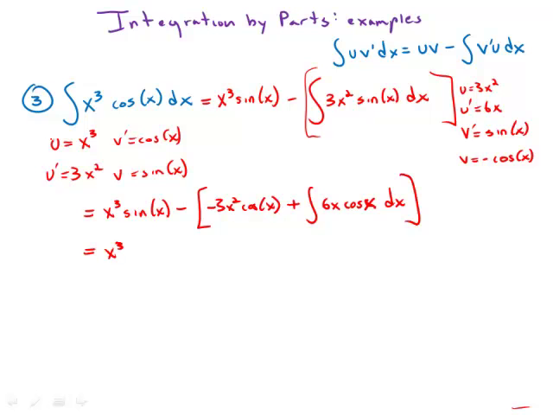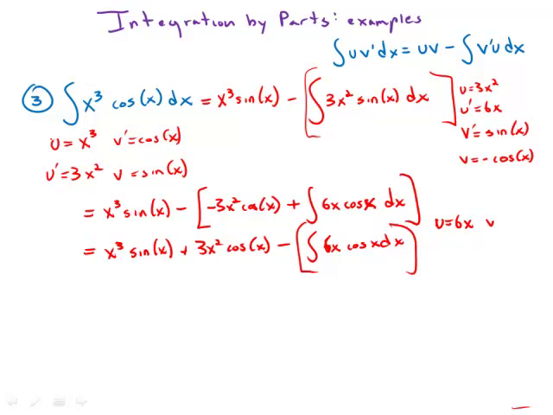And so now what we have is x cubed sine x plus 3x squared cosine x, and then minus another integral where we have to use integration by parts. In this integral here, again, we'll choose u equals the polynomial part, u equals 6x, v prime is cosine x, so u prime is 6, v equals sine x.